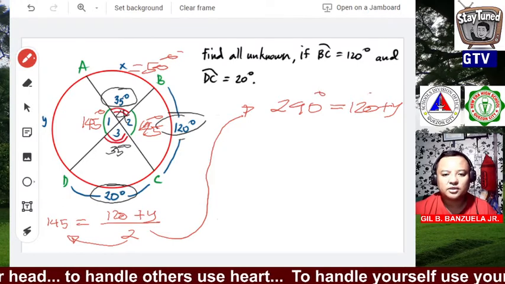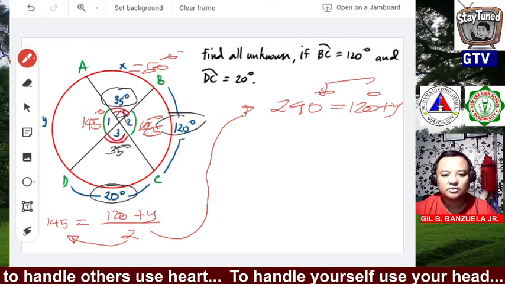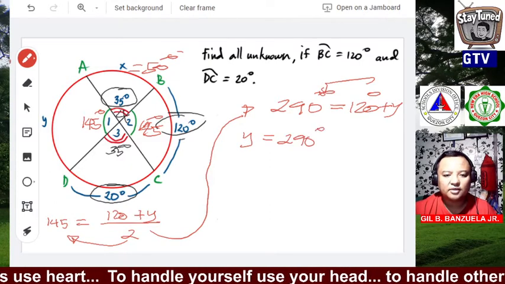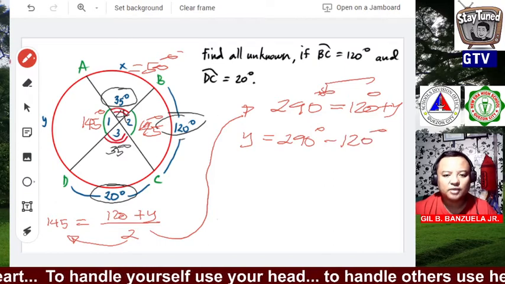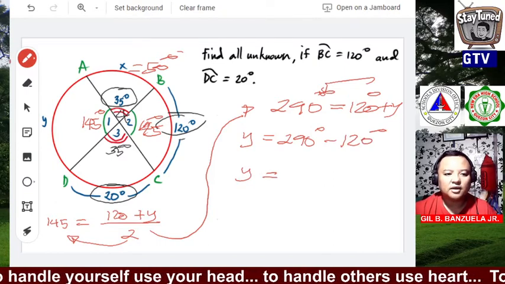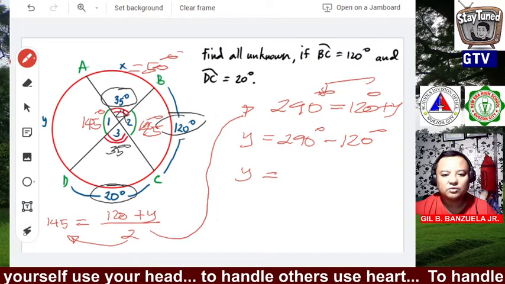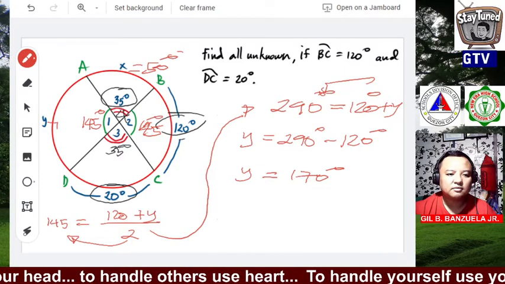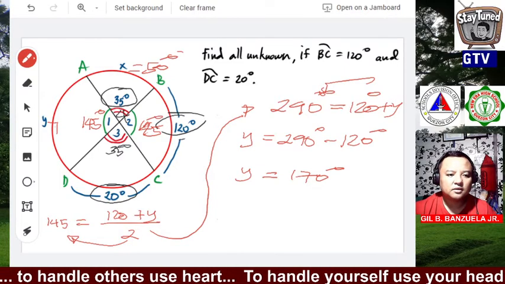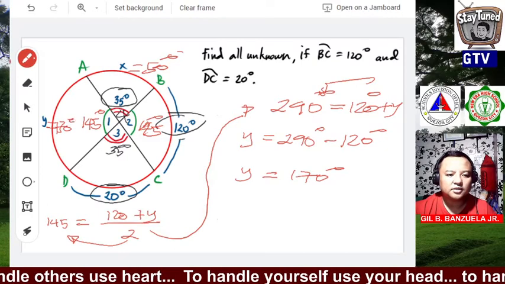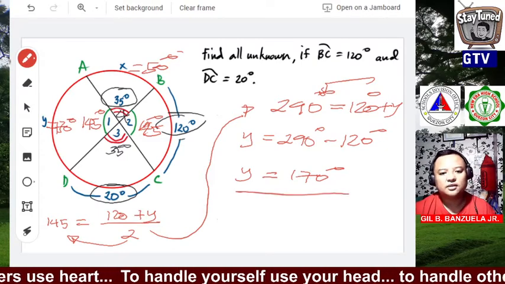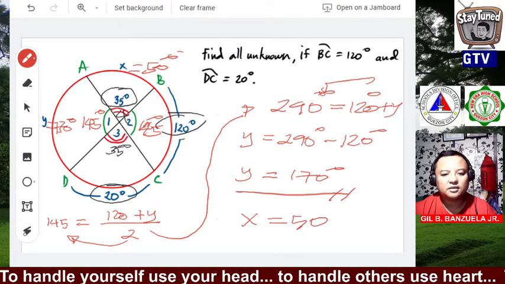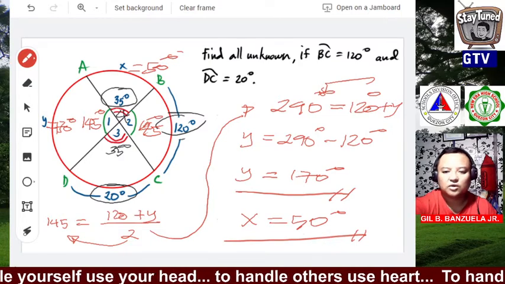And of course, we transfer the 120 to the left side. Therefore, y equals 290 degrees minus 120 degrees. So, the value of arc AD is equal to 170 degrees. Alright? So, the value of our x is 50 degrees. I hope you saw that, guys.